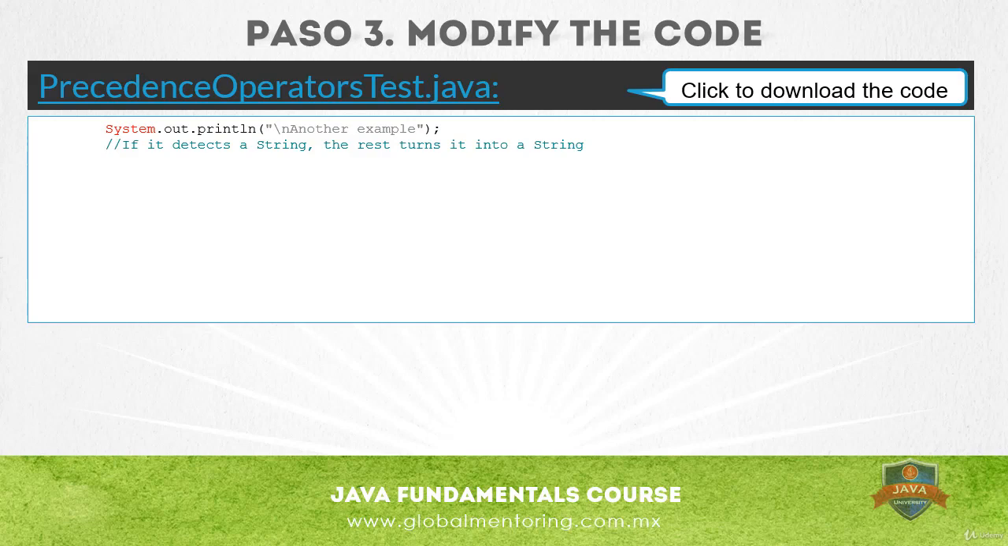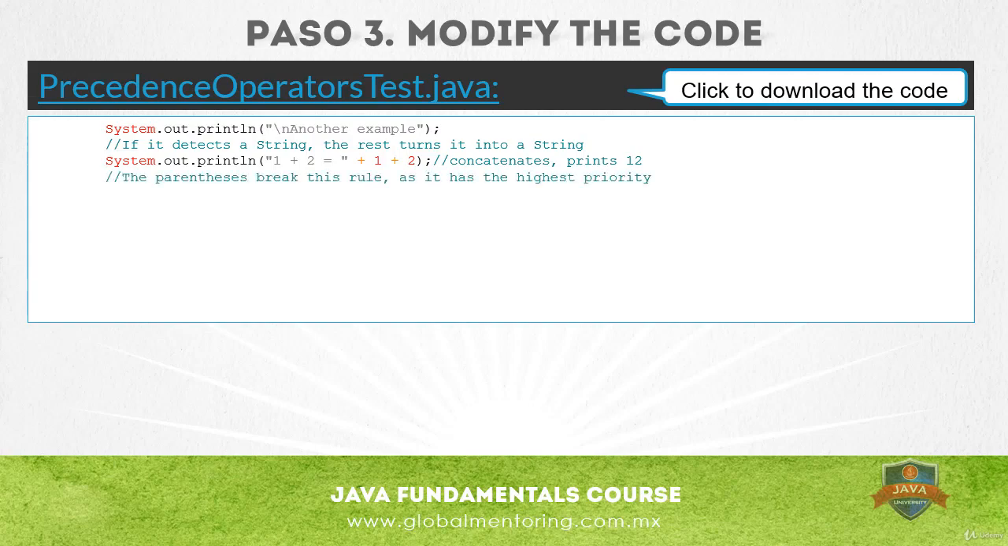Another example, we will use a string type to check if it detects a string, the result turns into a string too. So in this case, the result is the concatenation and prints 1, 2. It's not 12 because it's not executing the addition but is applying a concatenation. So in this case, the result is 1 concatenated with 2 because we have a string and Java applies the string context. But the parentheses break this rule, as they have the highest priority when we are using precedence of operators.